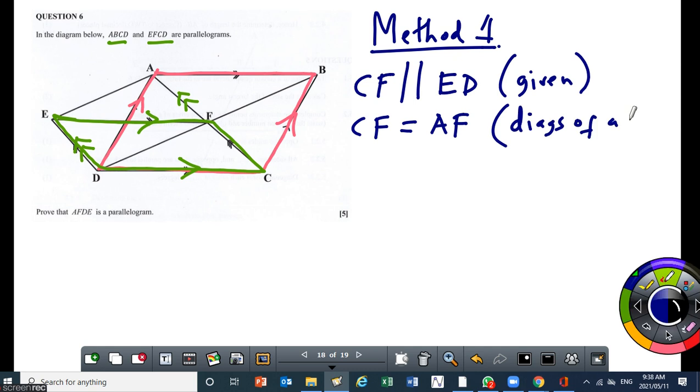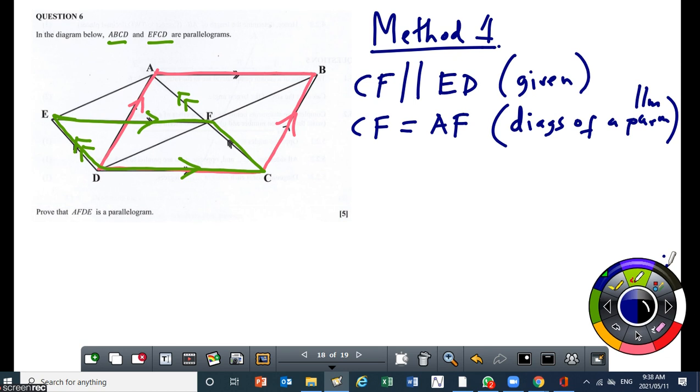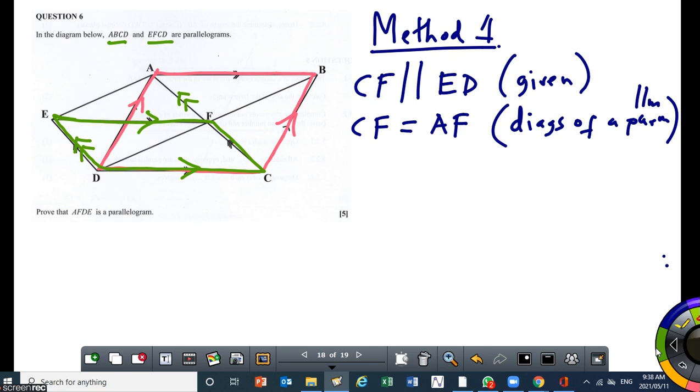They bisect each other. Okay? So you can write this, or you can put the reason with a parallel line and put an M there like that. It's fine. Okay. Now, because CF is equal to AF, because the diagonals of parallelogram ABCD bisect each other, I can say, therefore, AF is parallel to ED.